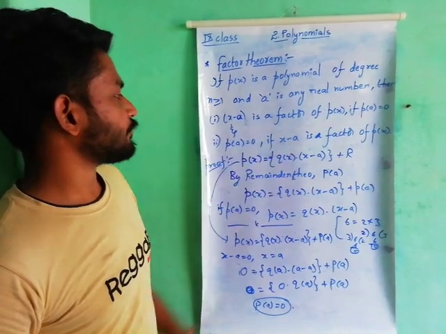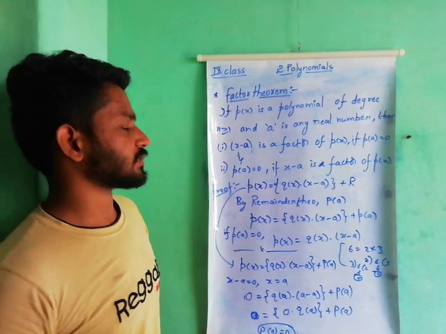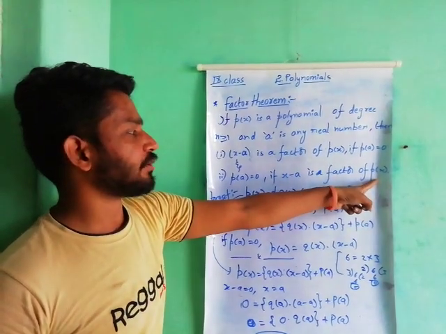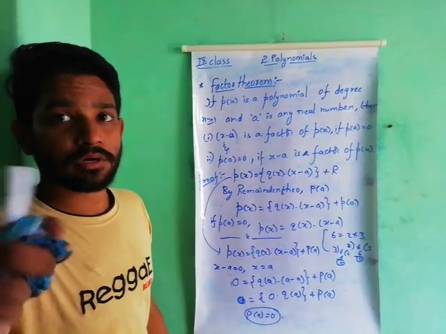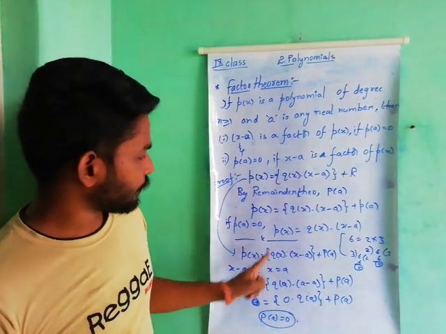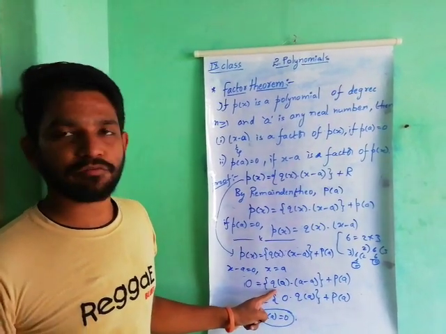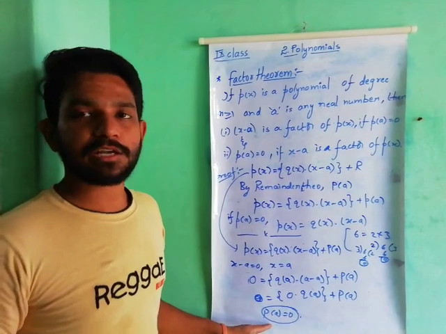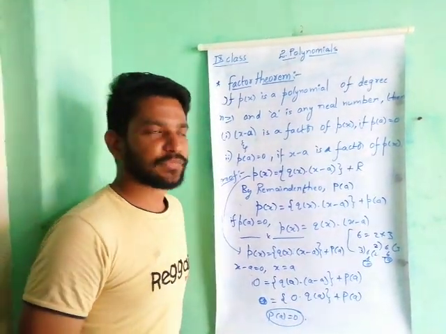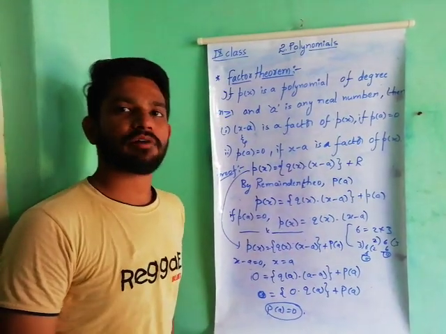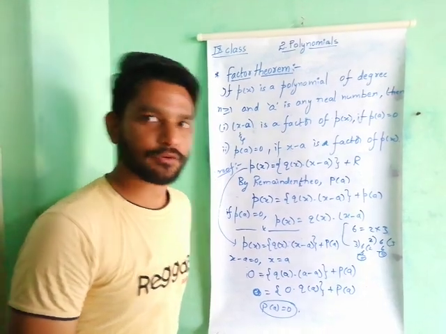Coming to the second proof, p of a is equal to 0 if x minus a is a factor of p of x. X minus a is a factor of p of x means if we substitute the x value in the given polynomial, the total value becomes 0. So we get p of a is equal to 0. This is the factor theorem. By using this factor theorem, we will solve some problems in exercise 2.4.